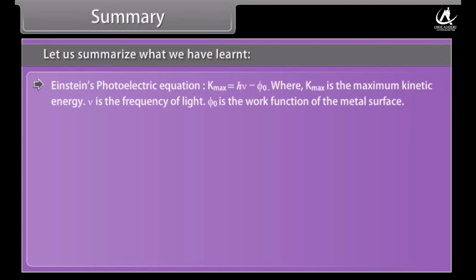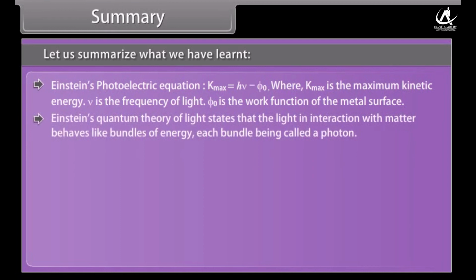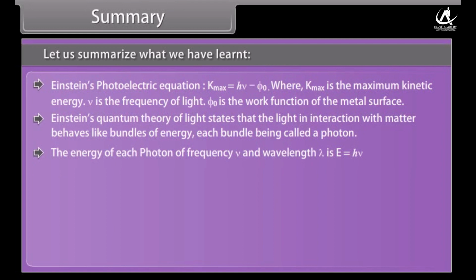Einstein's photoelectric equation: Kmax = hν − φ0, where Kmax is the maximum kinetic energy, ν is the frequency of light, and φ0 is the work function of the metal surface. Einstein's quantum theory of light states that light in interaction with matter behaves like bundles of energy, each bundle being called a photon. The energy of each photon of frequency ν and wavelength λ is E = hν.